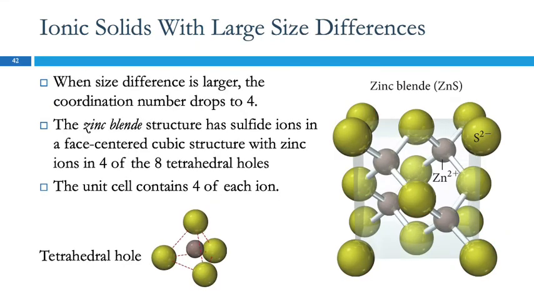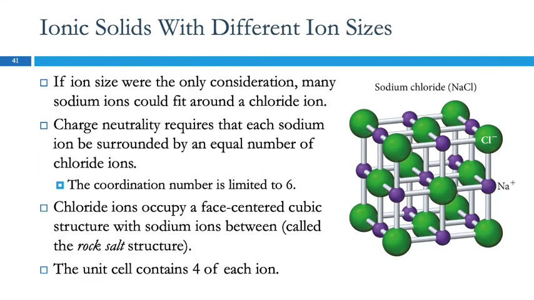When the size is different, then things get different. So here we have the sulfide ions in the face-centered unit cell again. But now the zinc ions are in different places. They are within this tetrahedral hole, which is different than the chloride ions here. Kind of hard to see. And that's why I say it's better to look at the ratio.